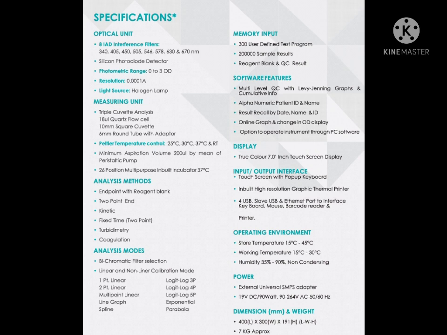Measuring unit: it has triple cuvette analysis, 18 microliter quartz flow cell, 10 mm square cuvette, and 16 mm round tube with adapter. It has both cuvette and flow cell measuring process. Peltier temperature control, as usual with other instruments. Minimum aspiration volume is 200 microliters by means of a peristaltic pump. It has a 26 position multipurpose inbuilt incubator which maintains 37 degrees temperature.